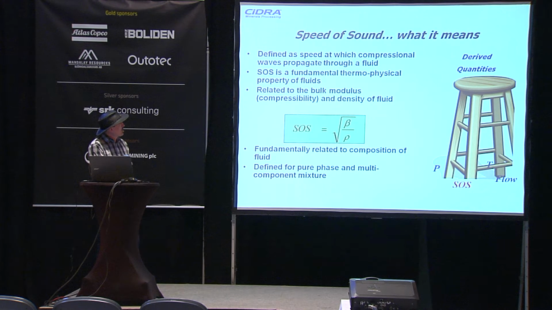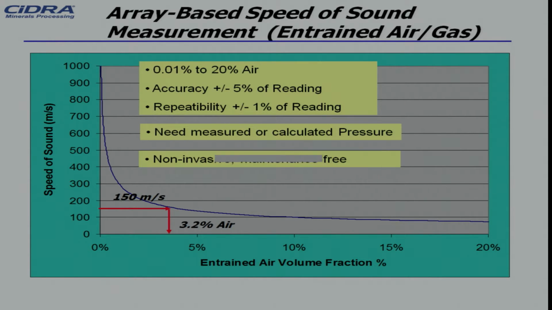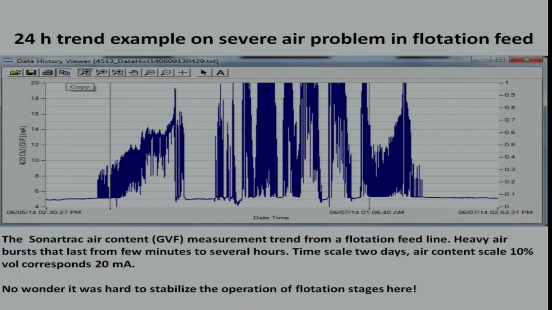Entrained air measurement, we are measuring this based on the speed of sound, and basically we can measure it up to 20% of bubble volume. Here we can see an example from a flotation feed. So there have been severe problems controlling that flotation stage, and no wonder.